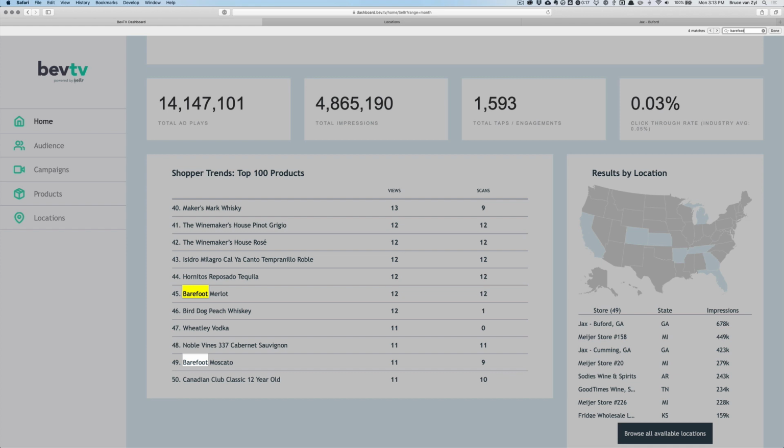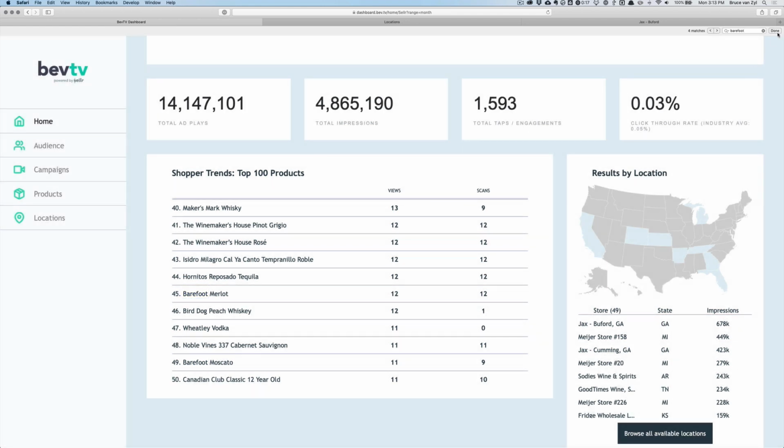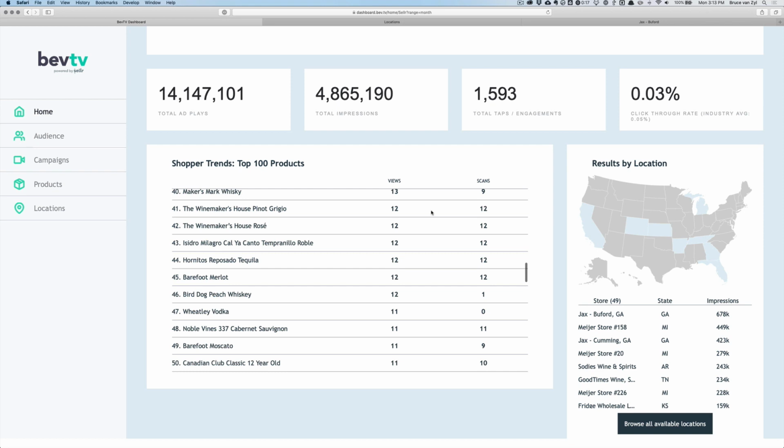We'll look for Barefoot and we'll find there's Barefoot Merlot. This month in the last 30 days has had 12 views, 12 scans, and it's number 45. So do a search for your brand, see where you show up on the list, and you can also track that month to month to see if you can help improve that with additional advertising.